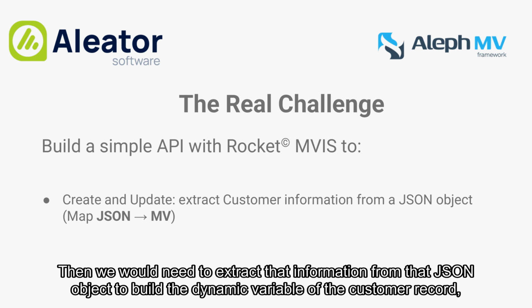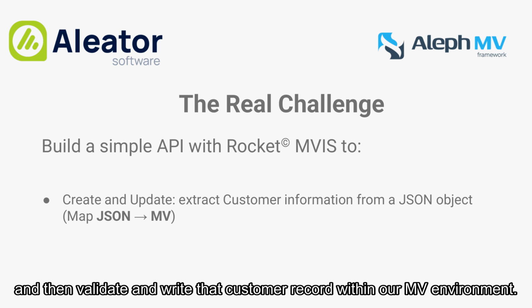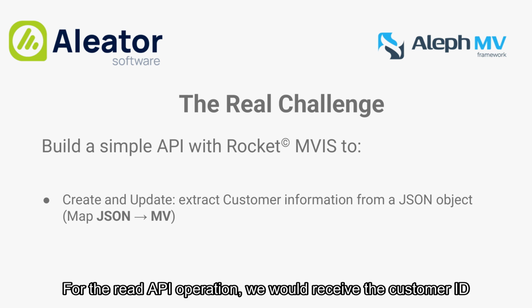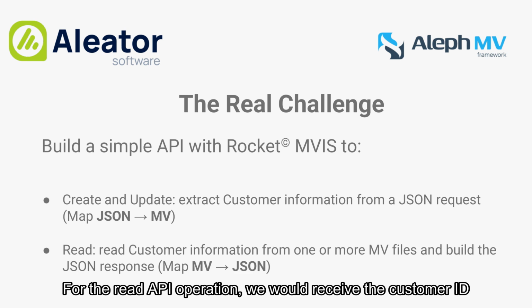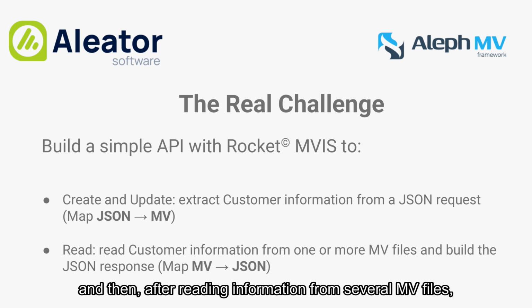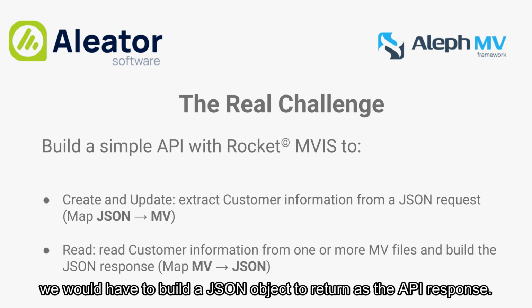Then we would need to extract that information from that JSON object to build the dynamic variable of the customer record, and then validate and write that customer record within our MV environment. For the read API operation, we would receive the customer ID, and then after reading information from several MV files, we will have to build a JSON object to return as the API response.